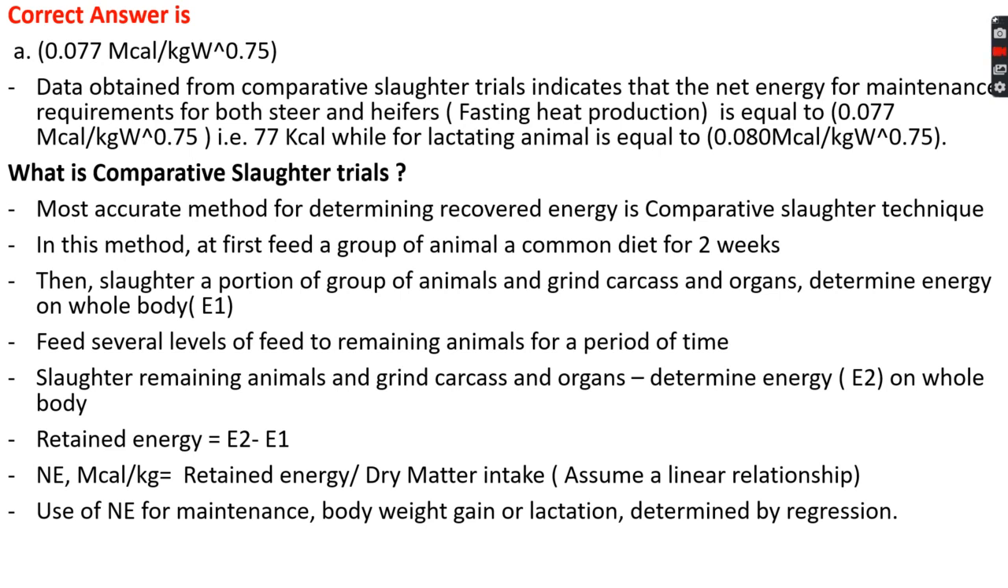It is the most accurate method for determining recovered energy. In this method, at first a group of animals is fed the same common diet for 2 weeks, and then we slaughter a certain portion of that group of animals, grind the carcass and organs and determine the energy present in the whole body, which we indicate as E1. Then again we feed several levels of feed to the remaining animals for a certain period of time, and again we slaughter the remaining animals, grind the carcass and organs and determine E2 in the whole body.